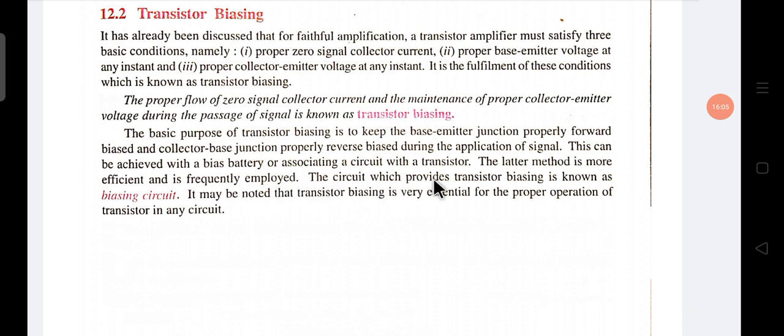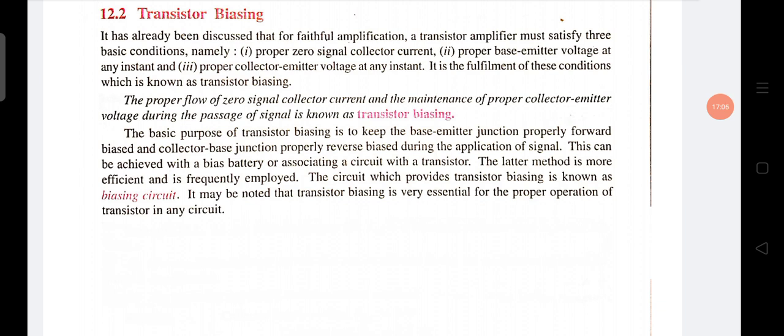The circuit which provides transistor bias is known as a biasing circuit. It may be noted that transistor biasing is very essential for proper operation of a transistor in any circuit. Why do we need transistor biasing? We need it for satisfying the condition needed for proper working of the transistor. That condition is that the input circuit of the transistor should be forward biased and the output circuit should be reverse biased. This biasing is achieved by connecting a biasing battery or a biasing circuit with the transistor.